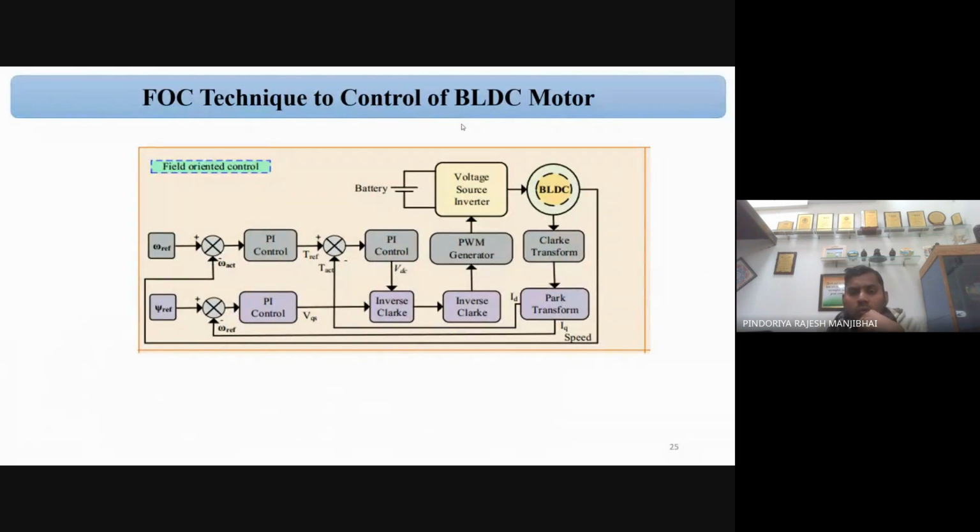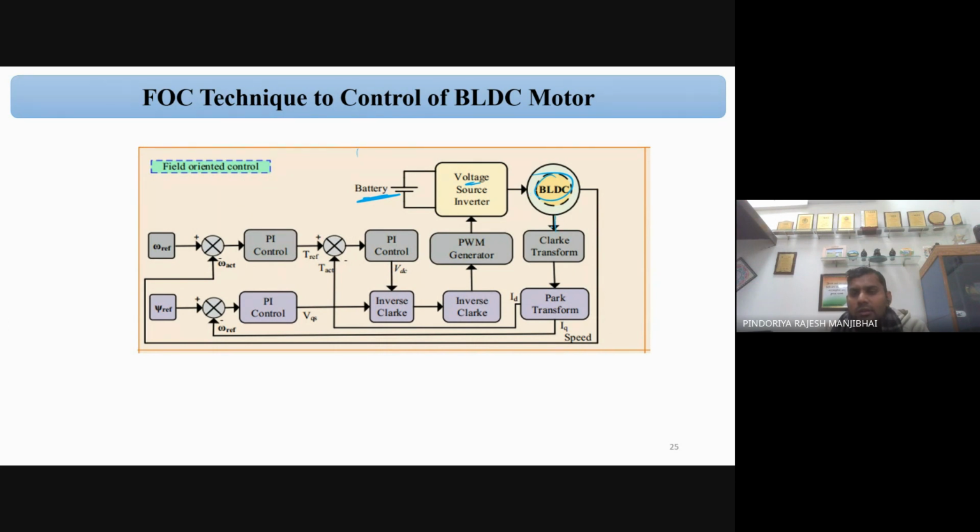So now there is a control algorithm technique, correct? We will discuss this topic with detailed mathematical explanation in the third unit. There is an FOC technique to control the BLDC motor. This is a battery main supply, a voltage source inverter, a VSI power converter, and this is a BLDC motor. We have to control the voltage, then we have to take the feedback.